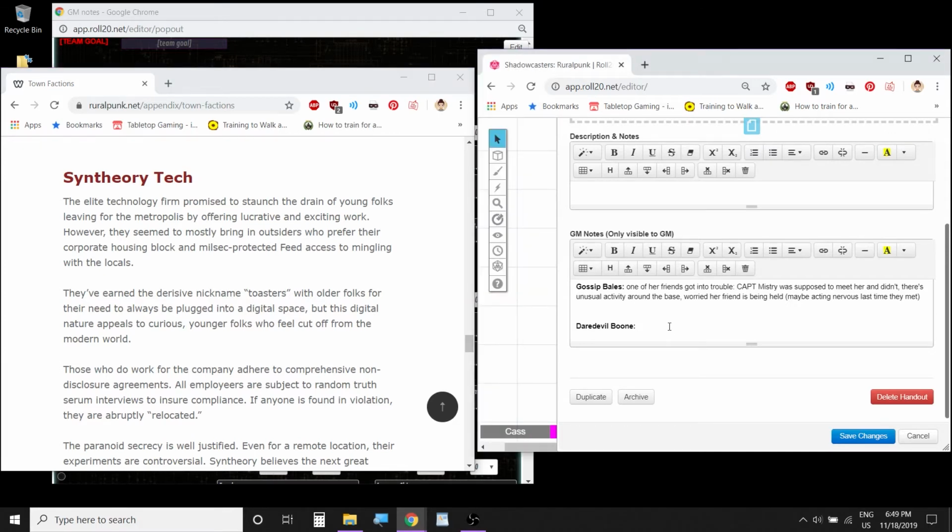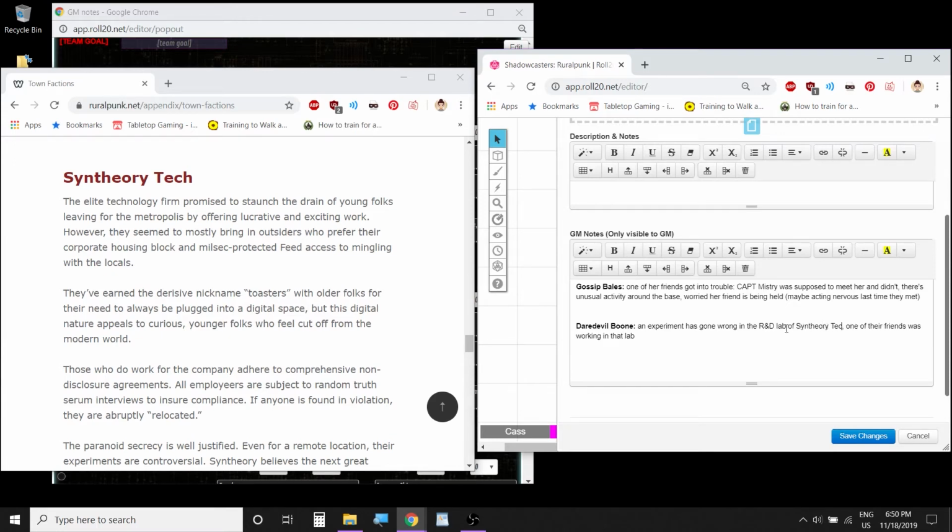So, I think for Daredevil Boone, an experiment has gone wrong in the R&D lab, and one of their friends was working in that lab. So basically something's gone wrong in the lab and they haven't heard from their friend. And that also ties us into the AI in the R&D lab of Syntheory Tech.